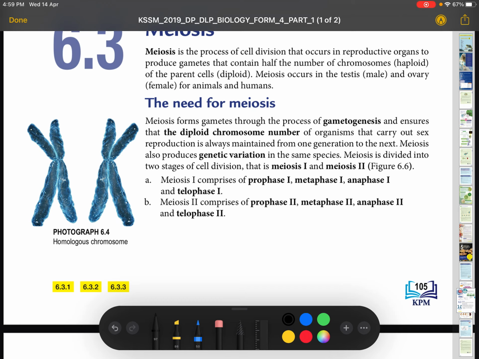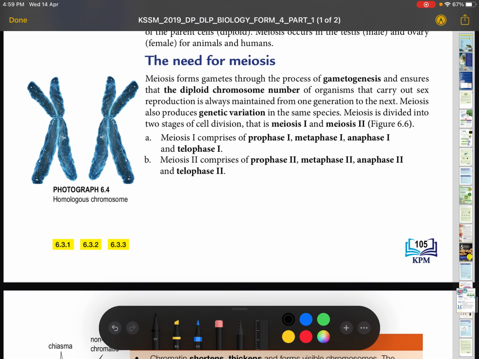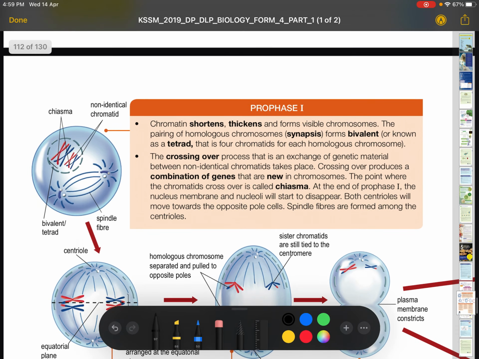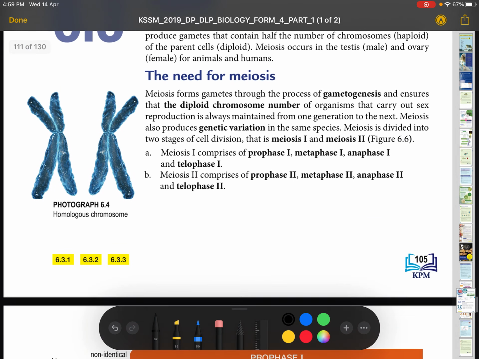So that is why you need meiosis. Other than that, during meiosis, there will be some processes that will cause the genes of the chromosome to change slightly. So that is genetic variation. Meiosis is divided into 2: meiosis 1 and meiosis 2.